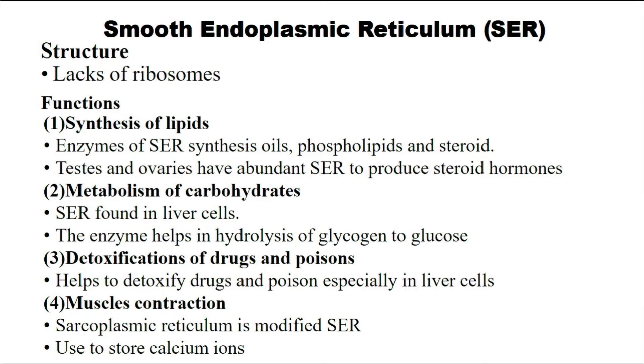Third function is detoxification of drugs and poisons. For your information, SER helps to detoxify drugs and poison, especially in liver cell. Lastly, my student, SER is very important in muscle contraction with the help of sarcoplasmic reticulum. As you know, sarcoplasmic reticulum is a modified SER which is used to store calcium ions.